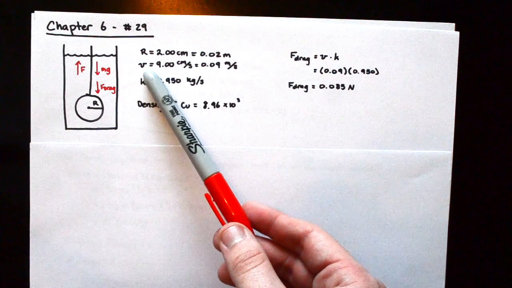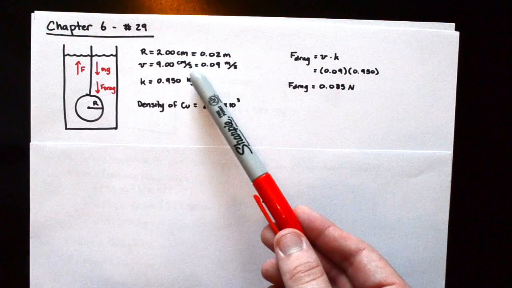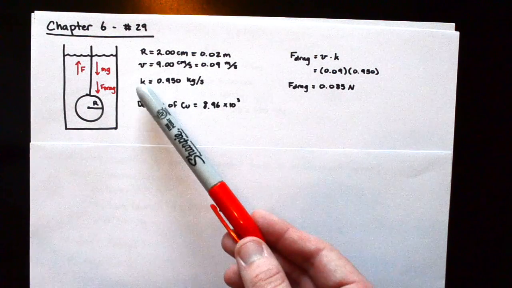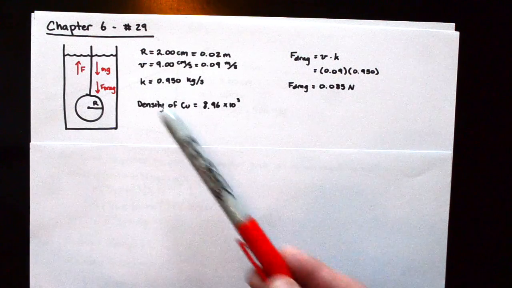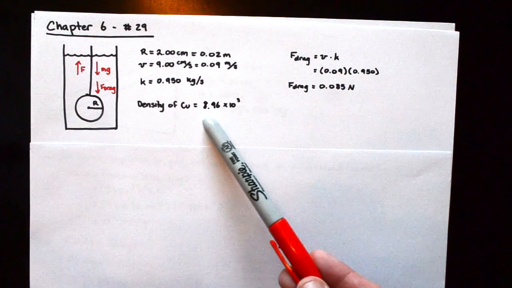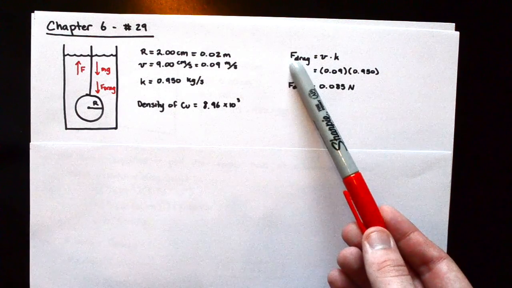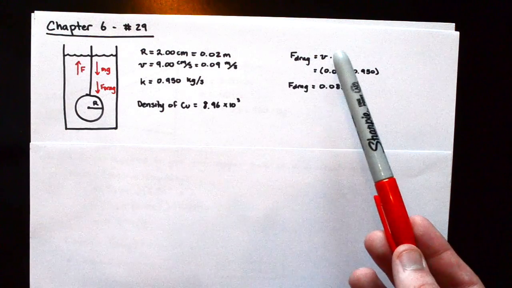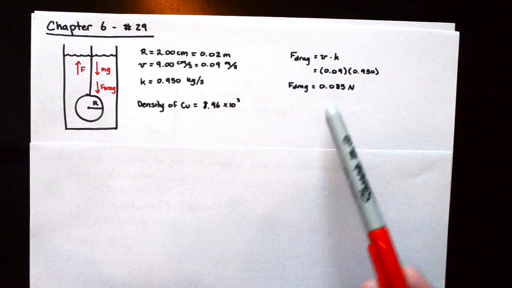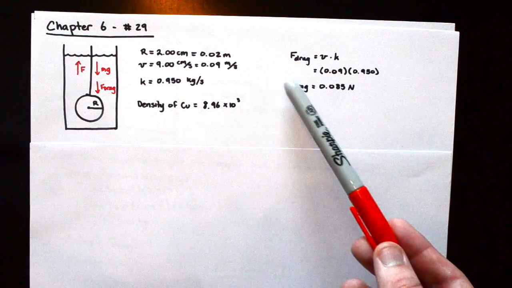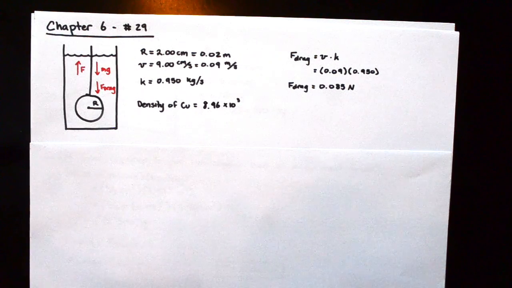The speed, or the velocity, is going to equal 9 centimeters per second or 0.09 meters per second, and the constant K is 0.950 kilograms per second, and then the density of copper is going to be 8.96 times 10 to the third. We also need to know the drag, which is going to be the velocity times the K constant, 0.09 times 0.950. So the drag force is 0.085 newtons.